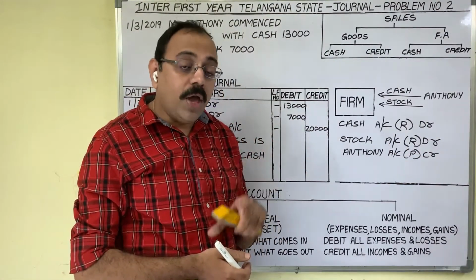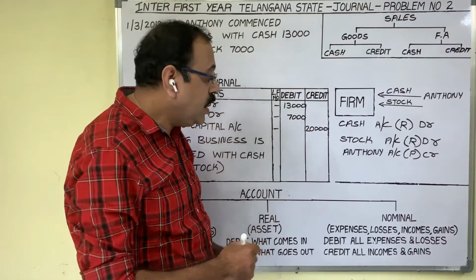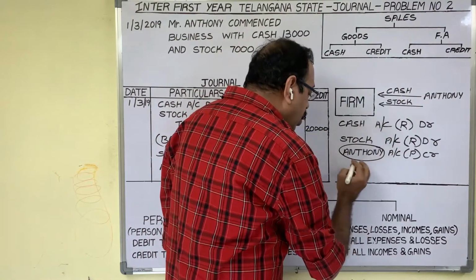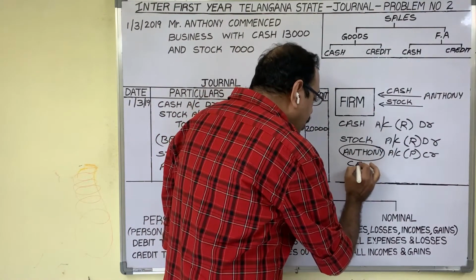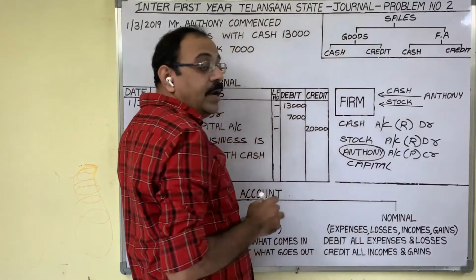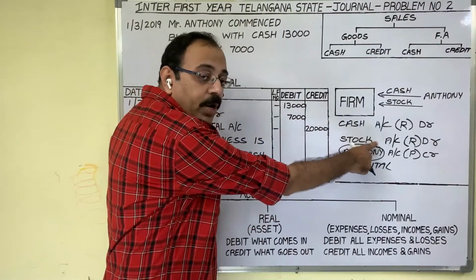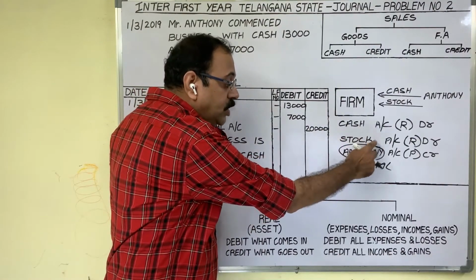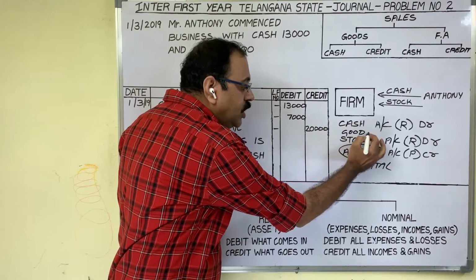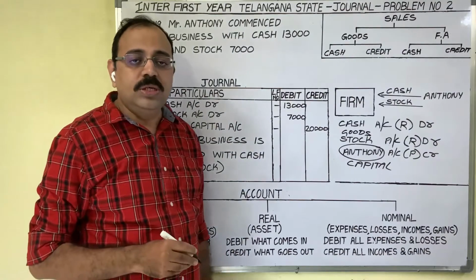And in accounts, we should not write the owner's name. When the owner's name comes in credit, instead of writing the owner's name, we should write the word capital. And remember one more point. Stock account we open now. Stock means goods. Sometimes the question uses this word also: Anthony brought cash and goods.